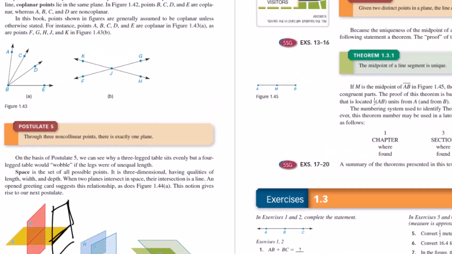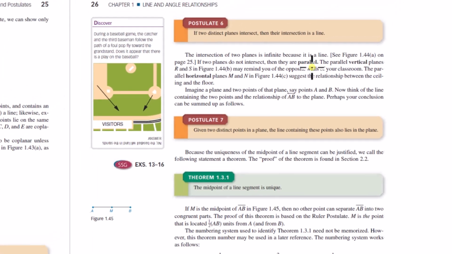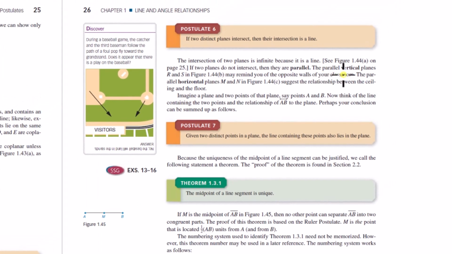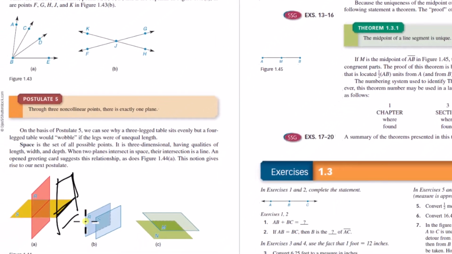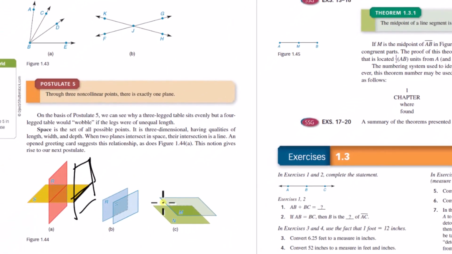All right, if two planes do not intersect, then they are parallel. The parallel vertical planes R and S in figure 1.44b may remind you of the opposite walls of your classroom. The parallel horizontal planes are like the ceiling and the floor. So there's the parallel horizontal planes, and there's the parallel vertical planes.